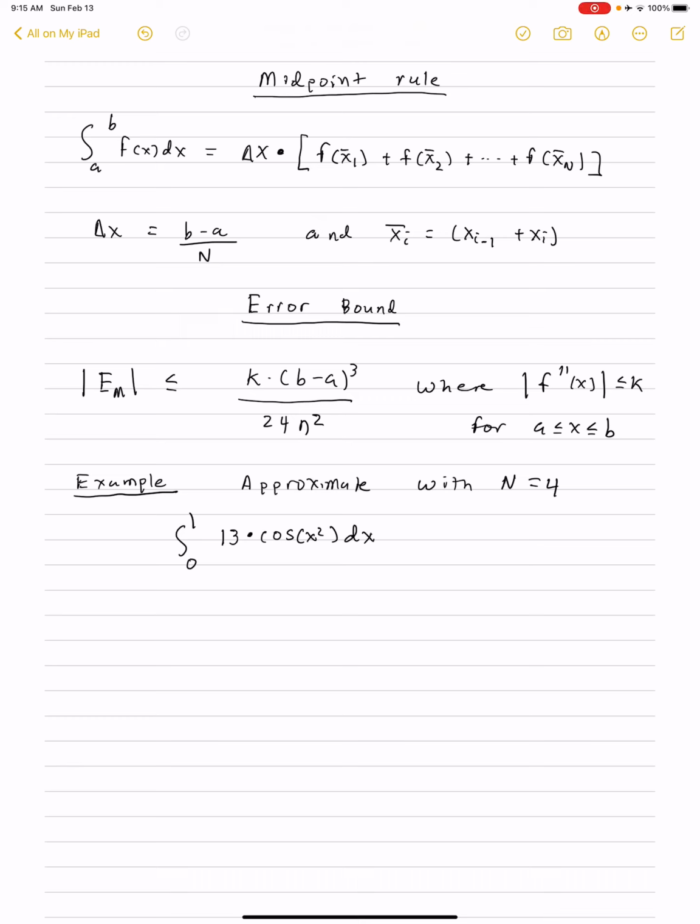Hi and welcome. Today we're going to be talking about the midpoint rule, which should be a little bit of a review from Calculus 1. The midpoint rule is written up here.